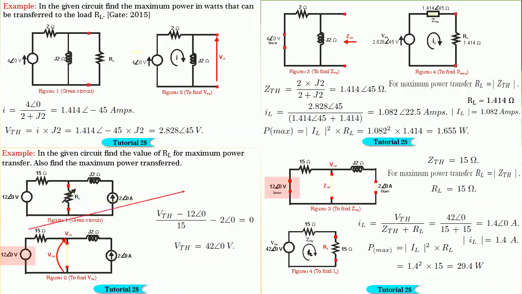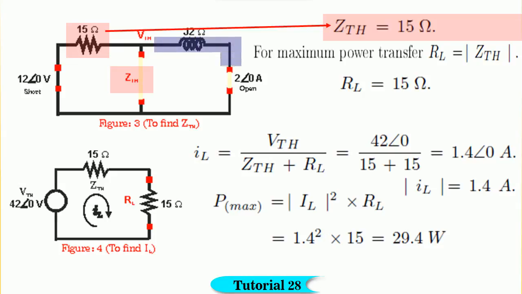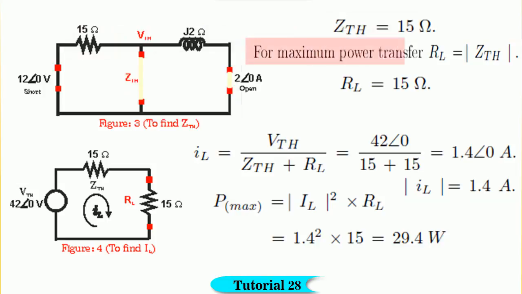To find Z Thevenin, let us short the voltage source and open the current source to force them to 0 as shown in figure 3. From the figure, we find that Z Thevenin is equal to 15 ohm. Note that the branch containing j2 ohm is open. So, for maximum power transferred across the load, RL should be equal to mod of Z Thevenin, and hence we get RL is equal to 15 ohm.